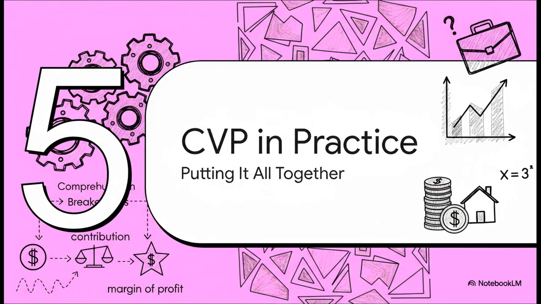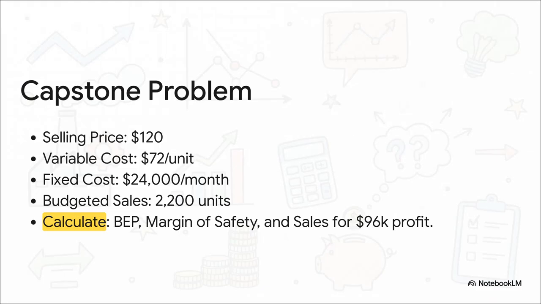All right, it's time for the main event, a comprehensive problem, the kind you are very likely to see on an exam. This is where we put all the pieces together. We're going to use everything, contribution, break-even, margin of safety, and target profit to solve a single business problem. Take your time with this one. Look at the data carefully.